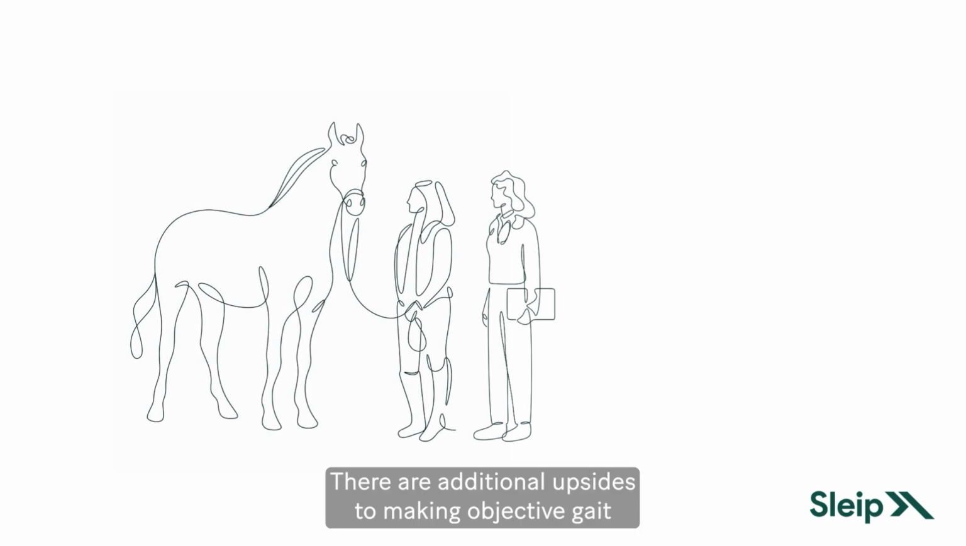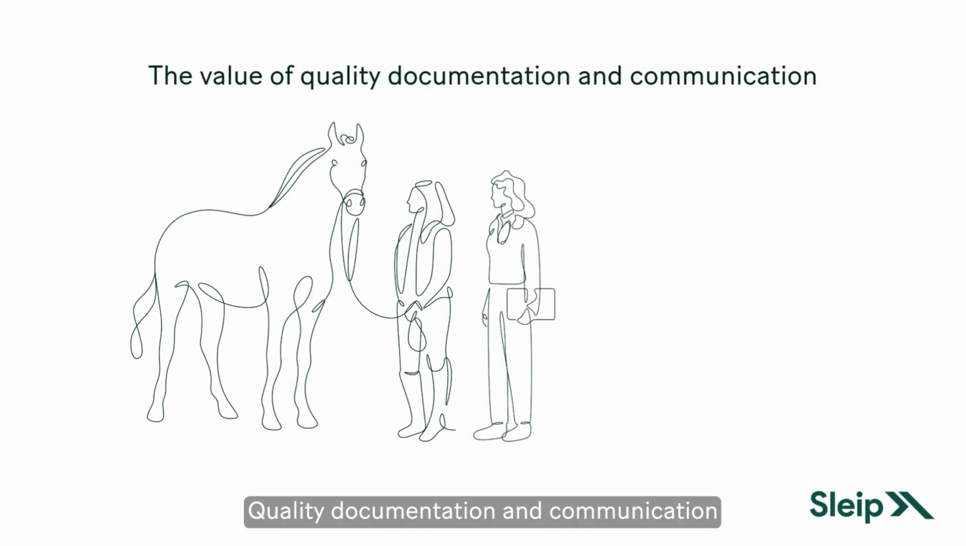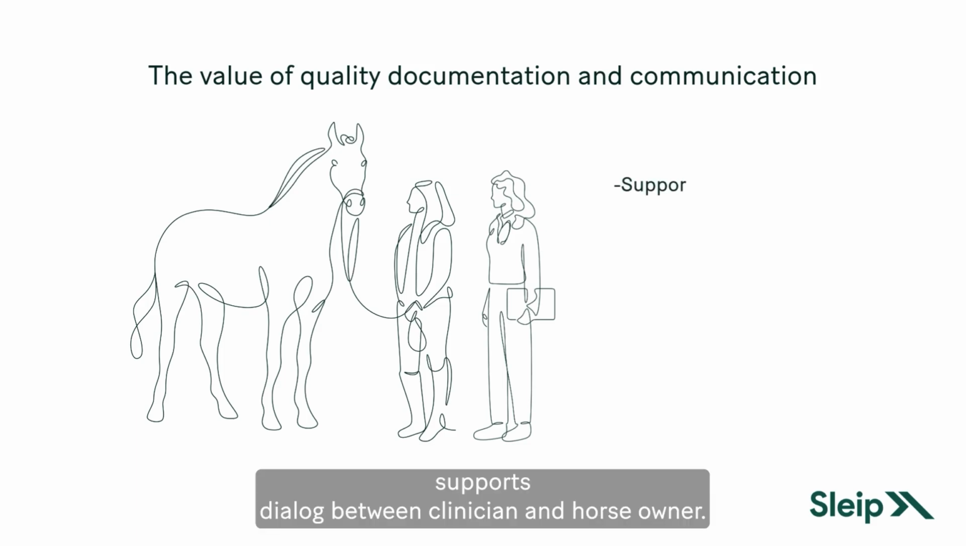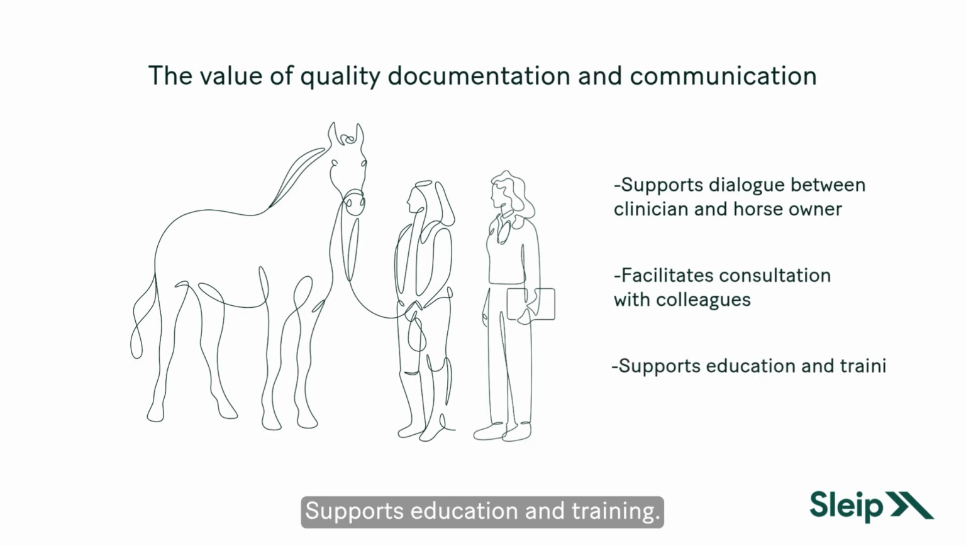There are additional upsides to making objective gait analysis a part of the clinical lameness exam: quality documentation and communication, supports dialogue between clinician and horse owner, facilitates consultation with colleagues, supports education and training.